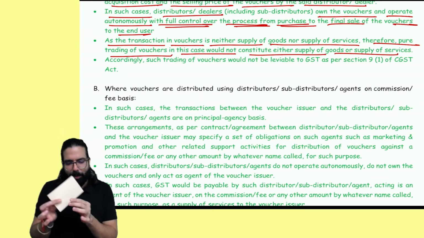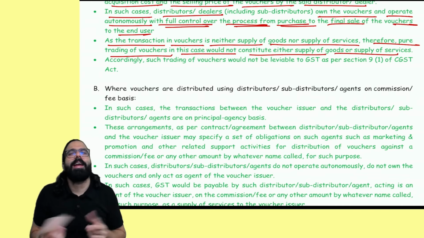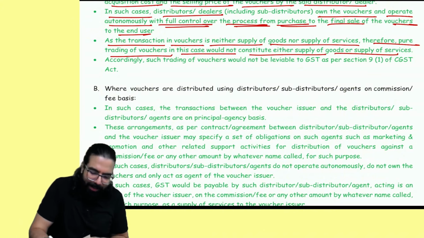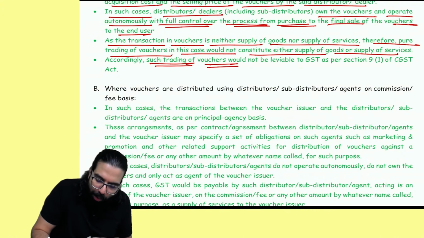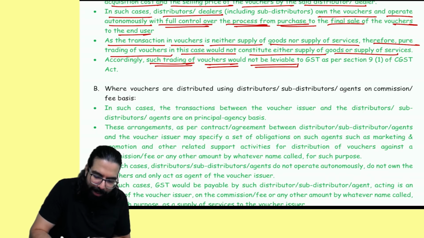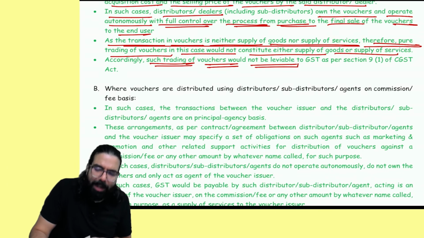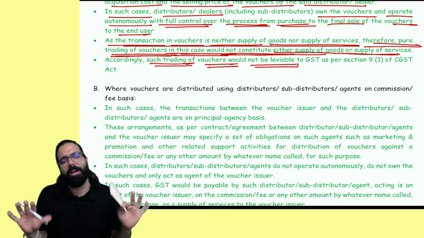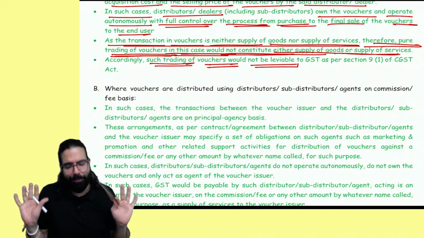So for example, I buy the voucher for 98 and I sell for 99. Buying voucher and selling voucher, vouchers are neither goods nor service, and GST will not come is what they're telling simply. So they are telling that the transaction in voucher is neither supply of goods nor supply of service. Therefore, pure trading of voucher in this case would not constitute either supply of goods or supply of service.